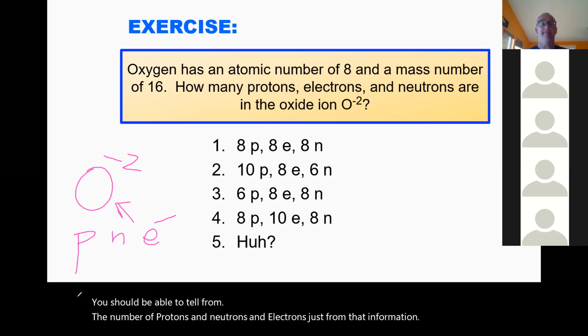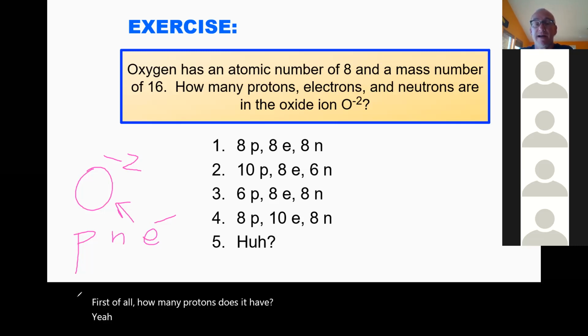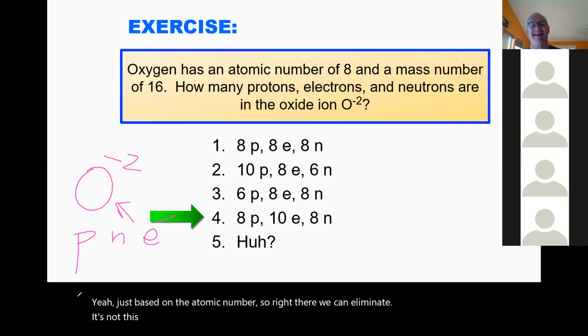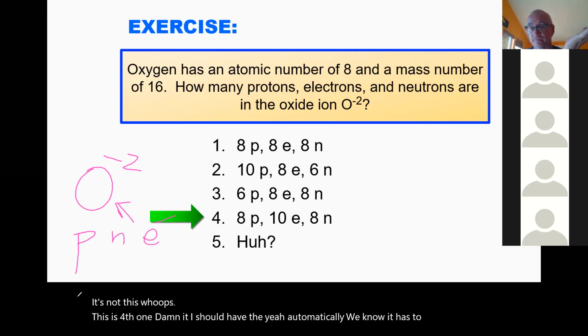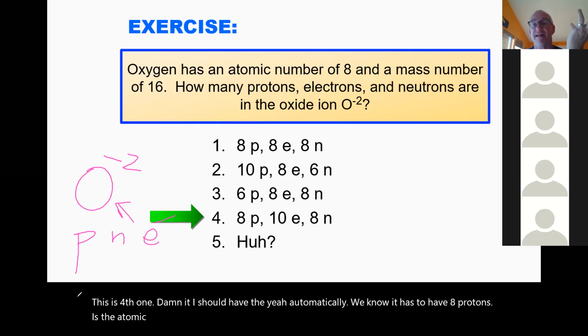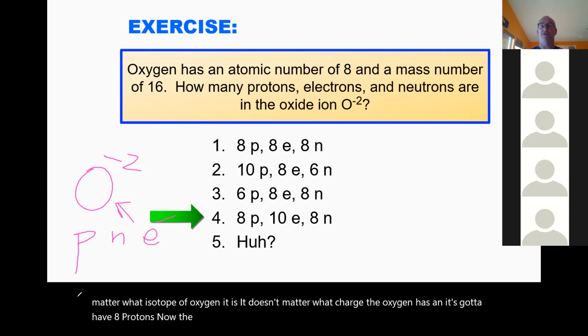First of all, how many protons does it have? 8. Yeah, it's based on the atomic number. So automatically we know it has to have 8 protons, the atomic number. That defines the element. So if it's oxygen, it's got to have 8 protons. It doesn't matter what isotope of oxygen it is. It doesn't matter what charge the oxygen has on it. It's got to have 8 protons. Now the mass number then tells you the mass of the nucleus.